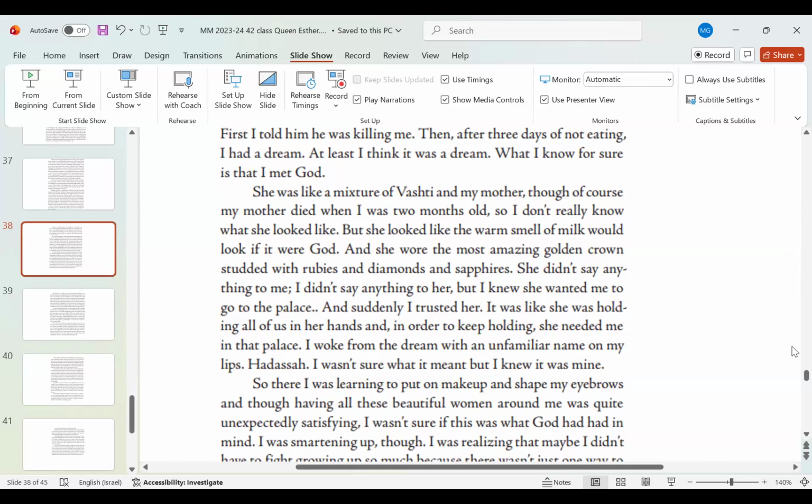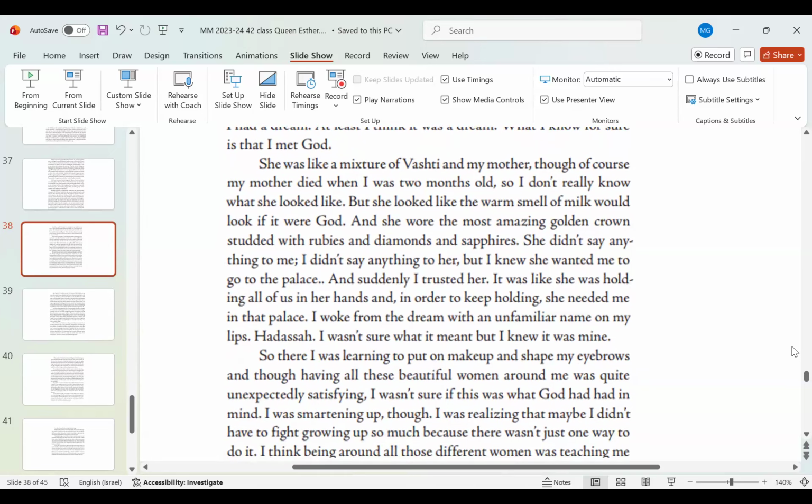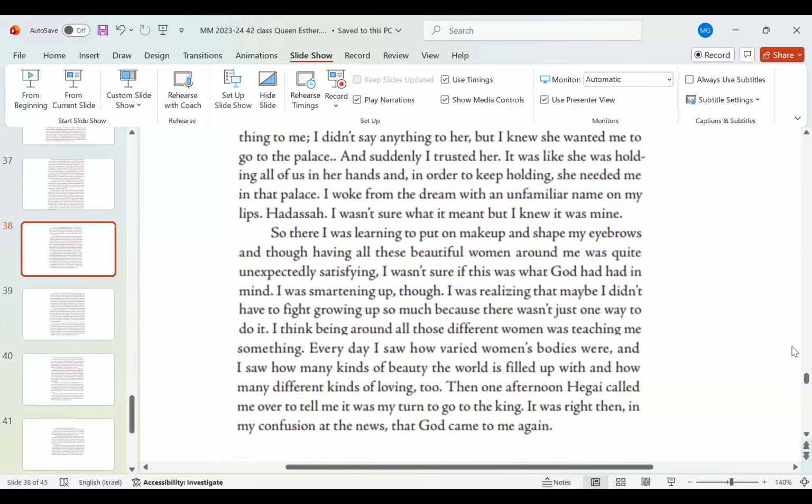She didn't say anything to me. I didn't say anything to her, but I knew she wanted me to go to the palace. And suddenly I trusted her. It was like she was holding all of us in her hands. And in order to keep holding, she needed me in that palace. I woke from the dream with an unfamiliar name on my lips, Hagasa. I wasn't sure what it meant, but I knew it was mine.